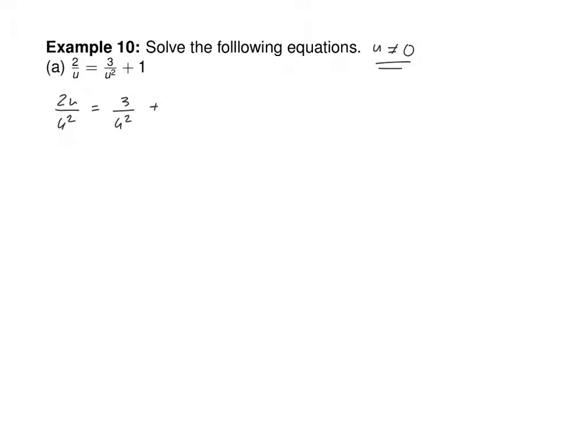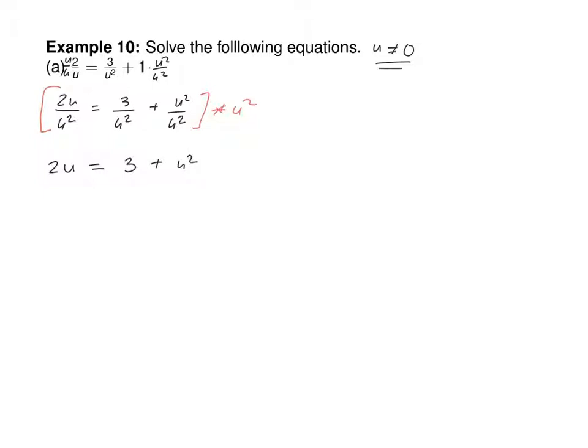And what does the 1 multiply by? U squared. So I multiplied this guy by u over u, this guy by u squared over u squared. And then at that step, because you can take this whole fraction and multiply by u squared, what happens to every single denominator? They're gone. So you have 2u equals 3 plus u squared.